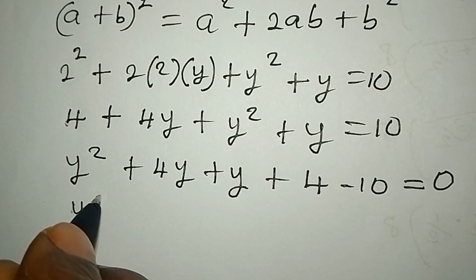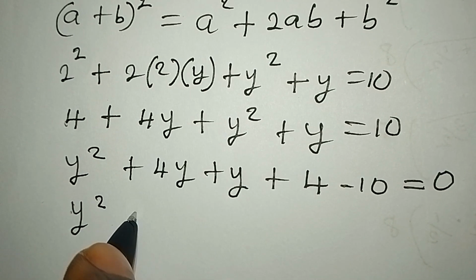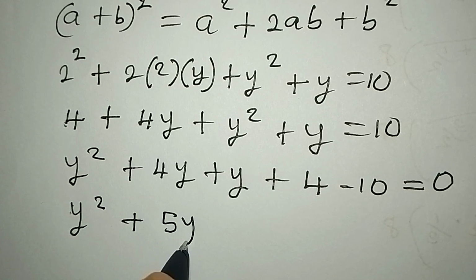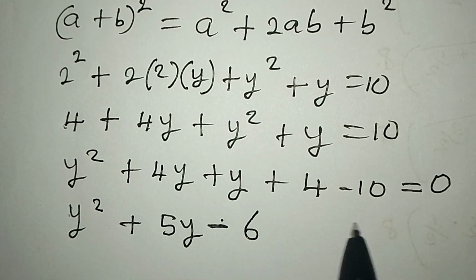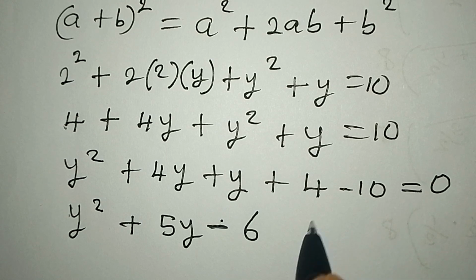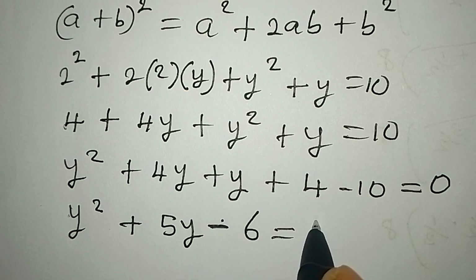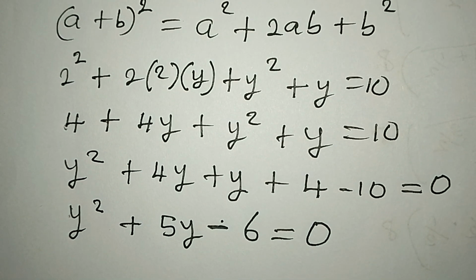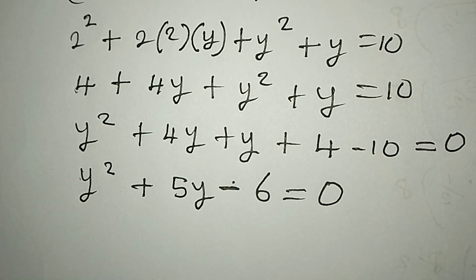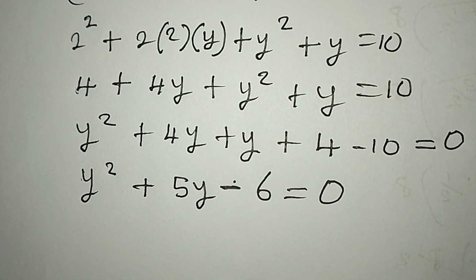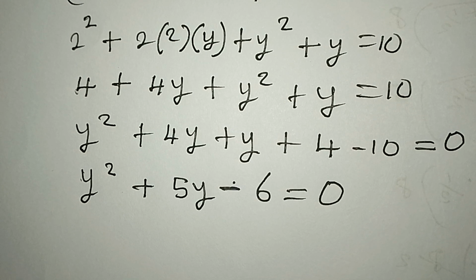We have y squared plus 5y, then we have minus 6, because 4 minus 10 is minus 6. This is equal to 0. From here, we can now solve this quadratically because this is a quadratic equation. So we will now be looking for the methods to apply here.